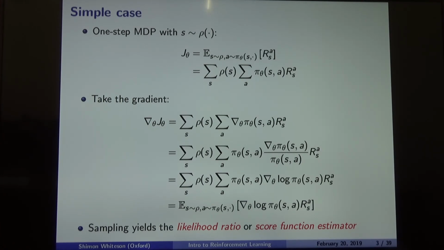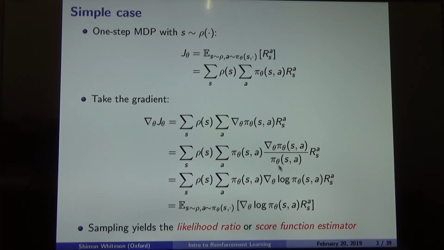So this is where a crucial trick comes in called the likelihood ratio or score function trick, which just converts this gradient into something that looks like an expectation so that we can estimate it from samples. So here's the idea. I just take this gradient that I already derived, and inside the inner summation, I both multiply and divide by the policy probabilities. I haven't changed anything because I multiplied and divided.